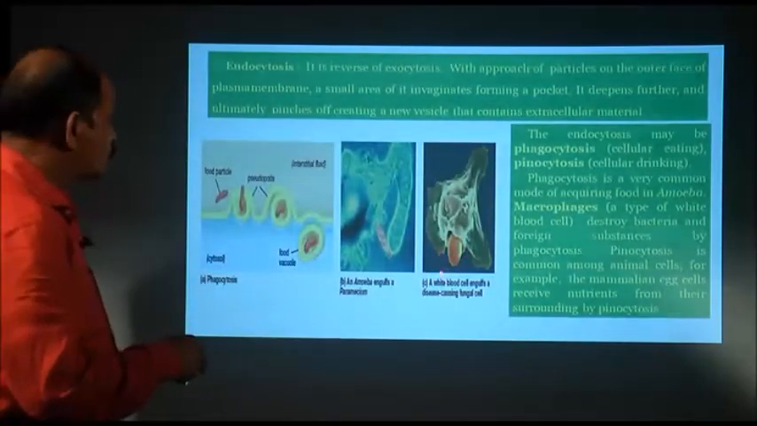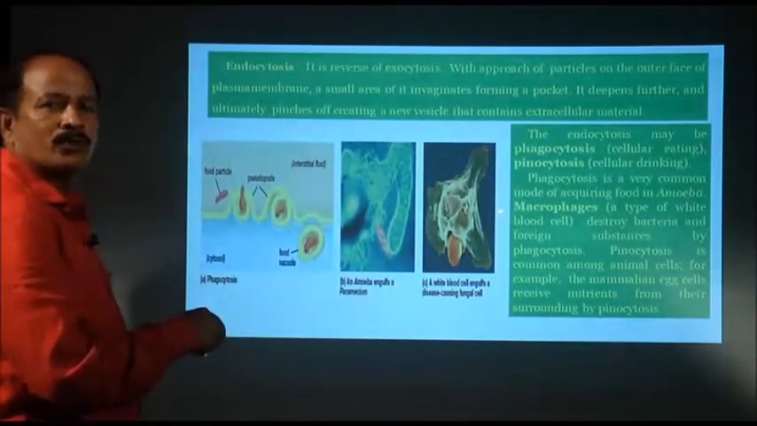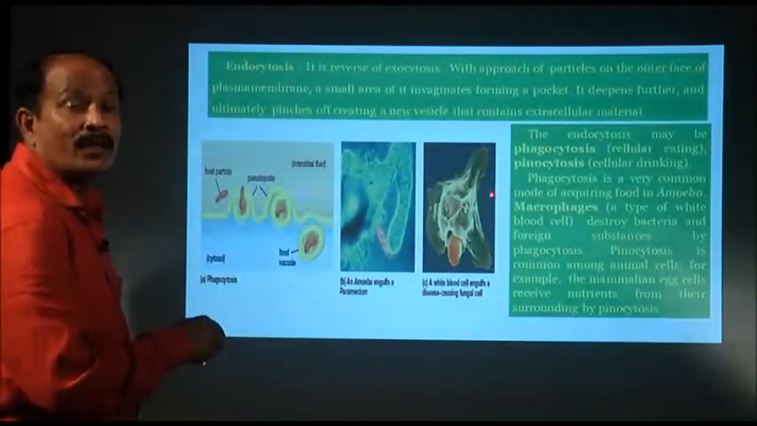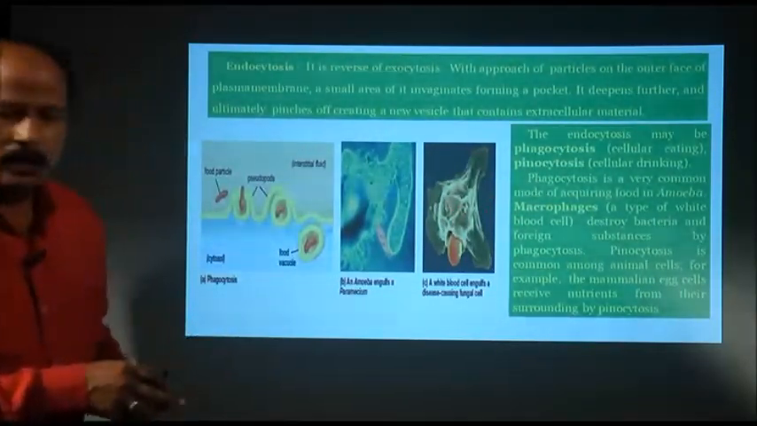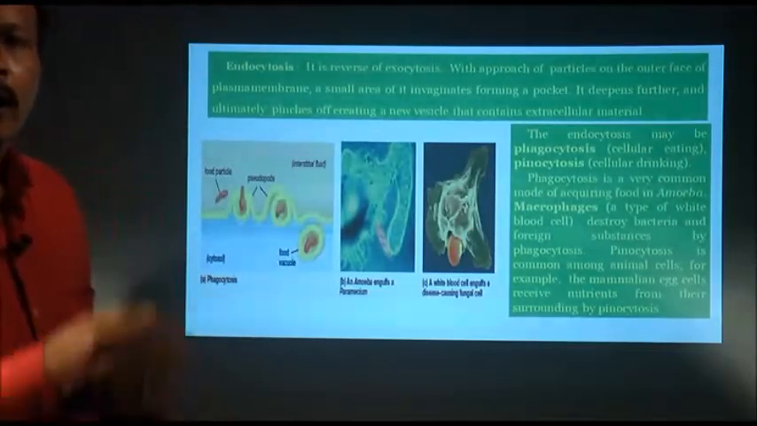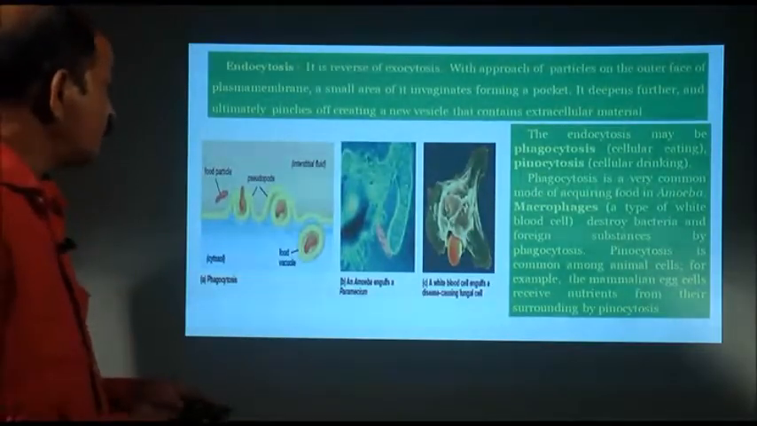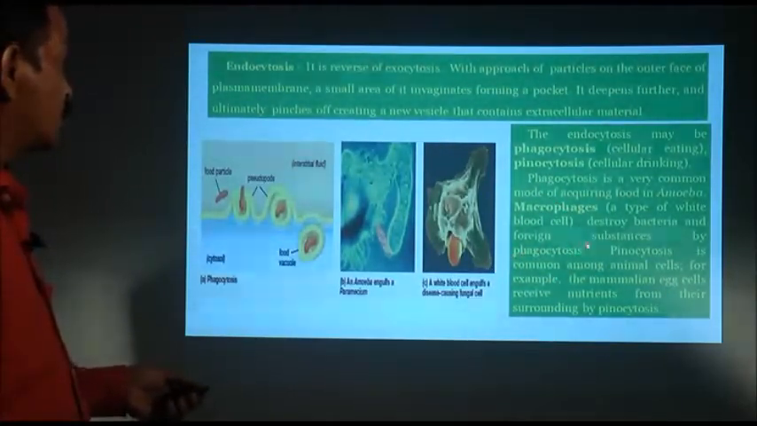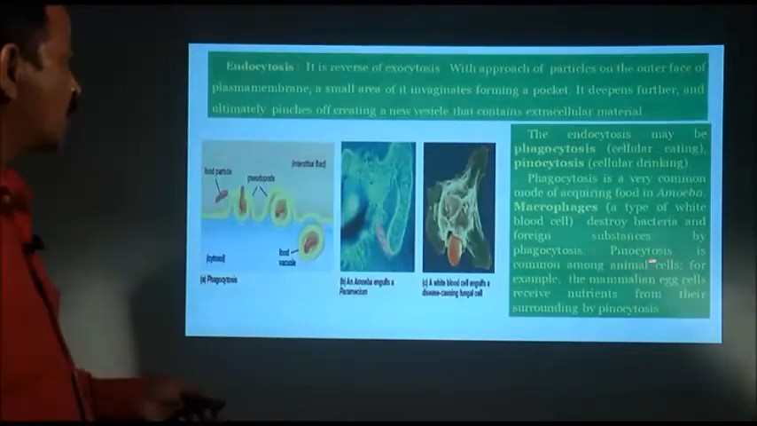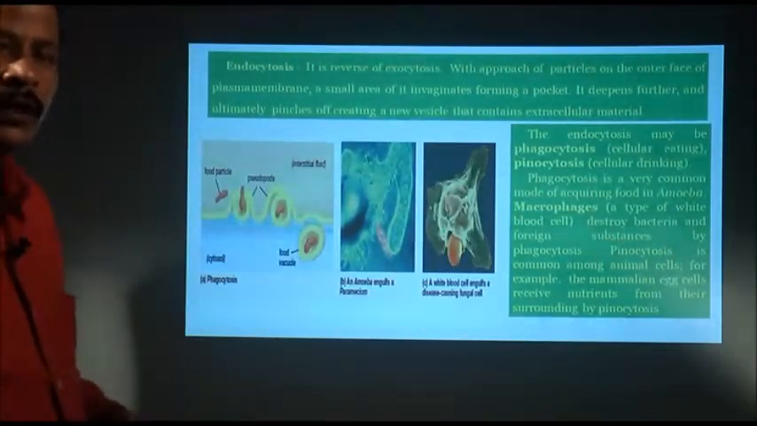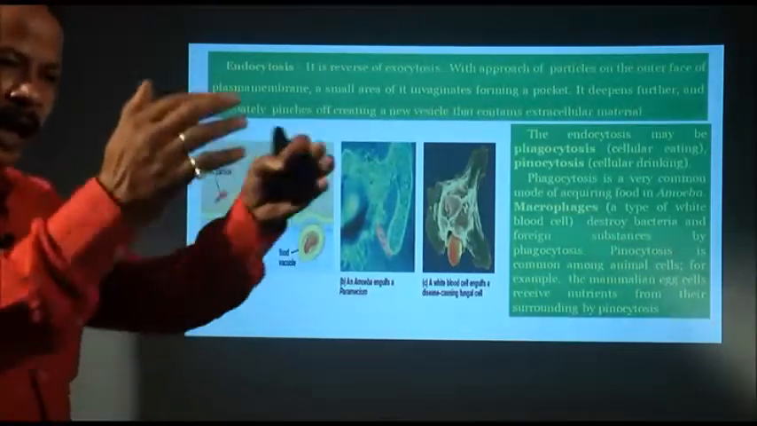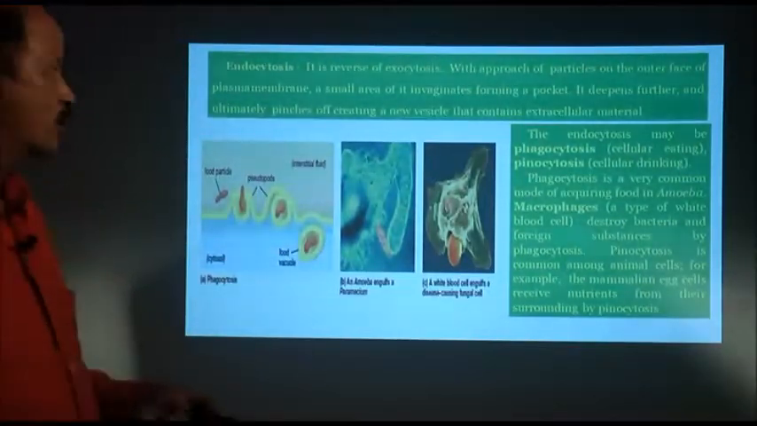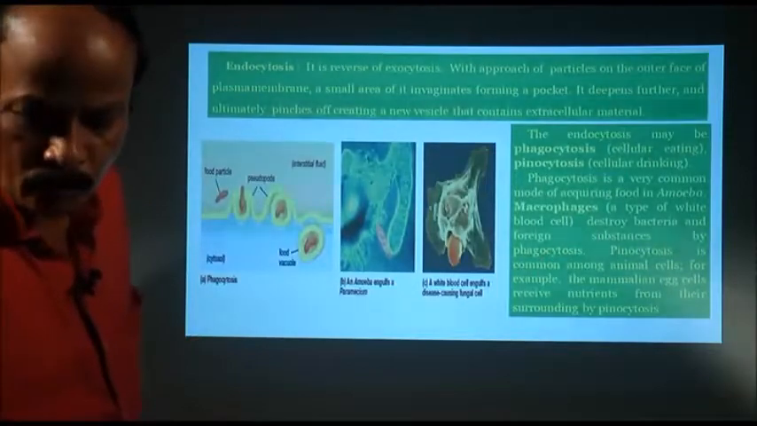Okay, so they are part of our defense system, the macrophages. Okay, so phagocytosis and pinocytosis. Okay, cell drinking and cell eating. Sorry, phagocytosis is cell eating, pinocytosis is cell drinking. In the human egg, the cell acquires all its nutrients by means of acquiring liquid nutrients. So that is by means of pinocytosis.